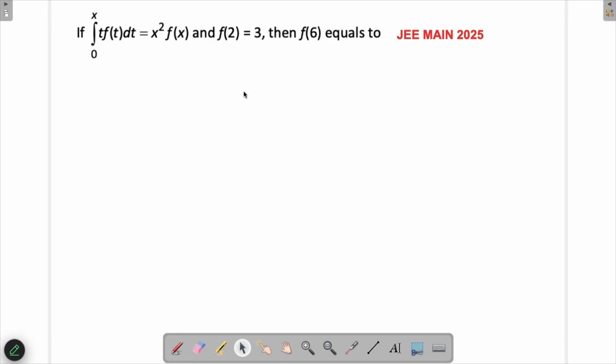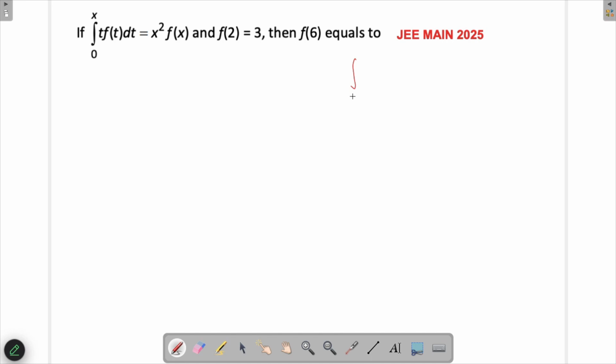Okay, let's do a problem which appeared in JEE Main 2025. In this question, we are supposed to find the value of f(x), wherein f(x) is given with this relation. So in this case, whenever you see a definite integral with a variable upper limit or a lower limit, then you can apply what we call the Newton-Leibniz formula.